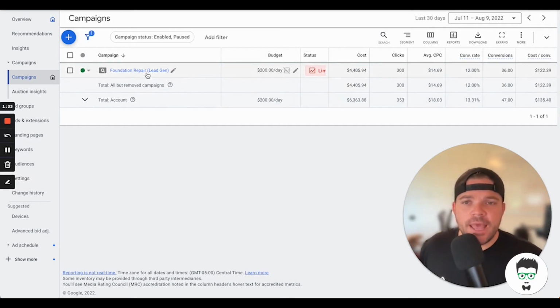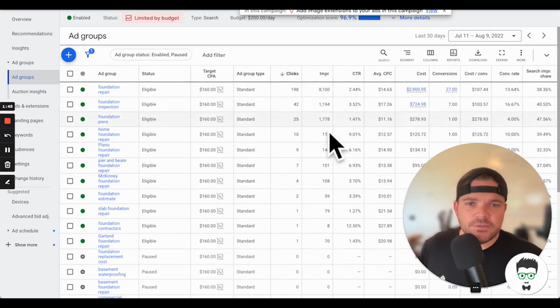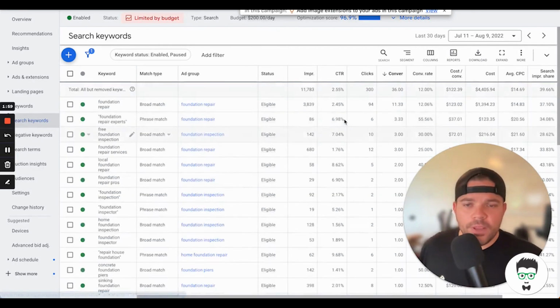Let's take a look at the ad groups that we have set up for this campaign. Foundation repair, foundation inspection, foundation piers, home foundation repair, Plano foundation repair, pier and beam foundation repair, McKinney foundation repair, and then these are driving the majority of the leads here, as you can see. And then currently we have a target CPA set up of $160, and then we are below that, so that is great.